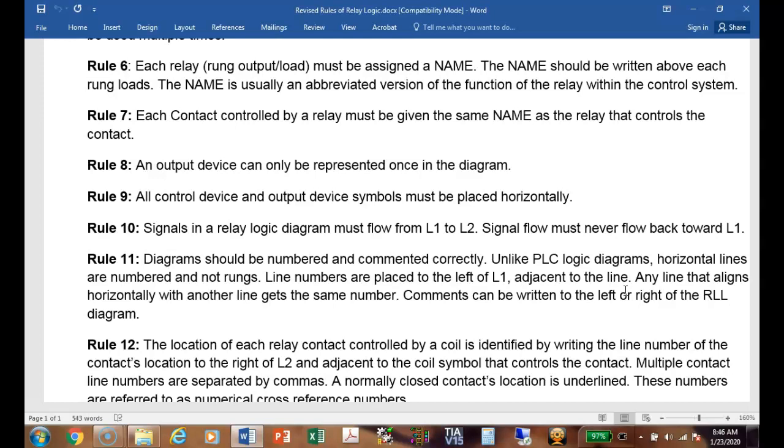Diagrams should be numbered and commented correctly, unlike PLC logic diagrams. Horizontal lines are numbered, not rungs. So I should have marked that off, but we also use this in PLCs. In PLCs, we number rungs because every time you insert a new circuit, it gives it a rung number. In motor controls, we number lines. That makes sense. Any horizontal line gets a number, and two horizontal lines that line up with each other have the same number, right?